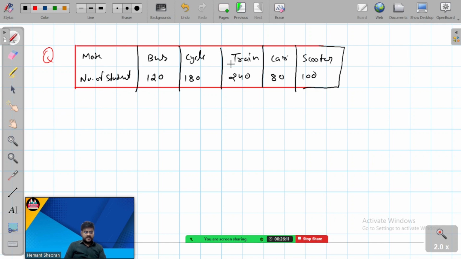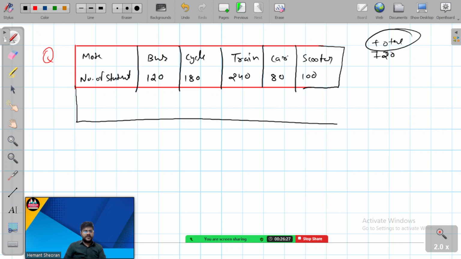Get it? So if the total students are 720, we have to represent it in a pie chart. So just do the calculation of the central angle. The representation is quite a time-taking process; we can do it easily in the exam if they ask. The total students are 720. So how are we going to find the central angles? The formula says what?